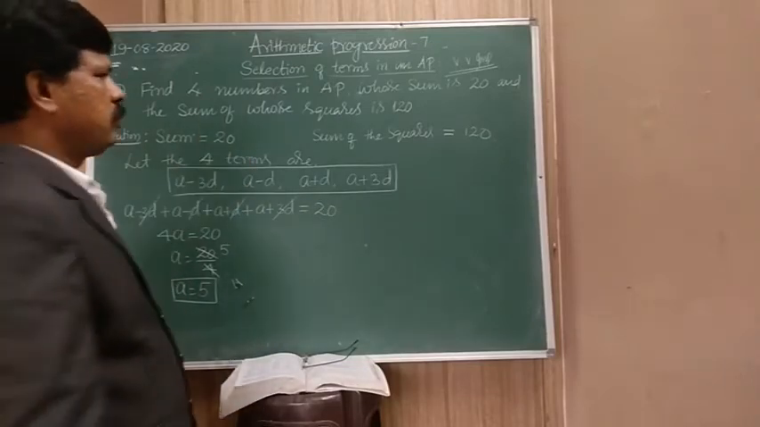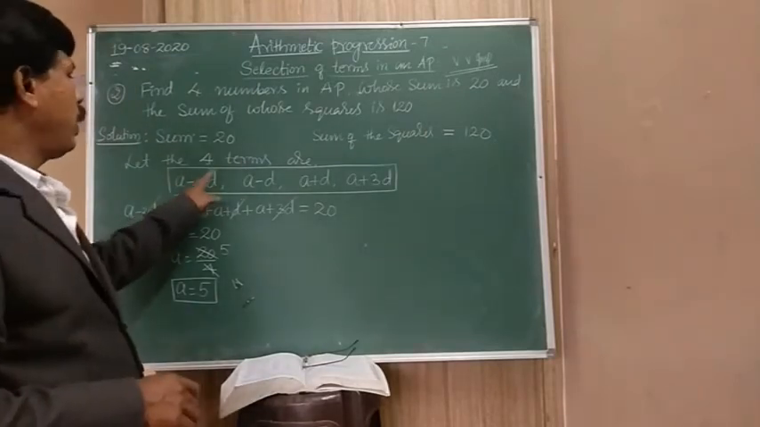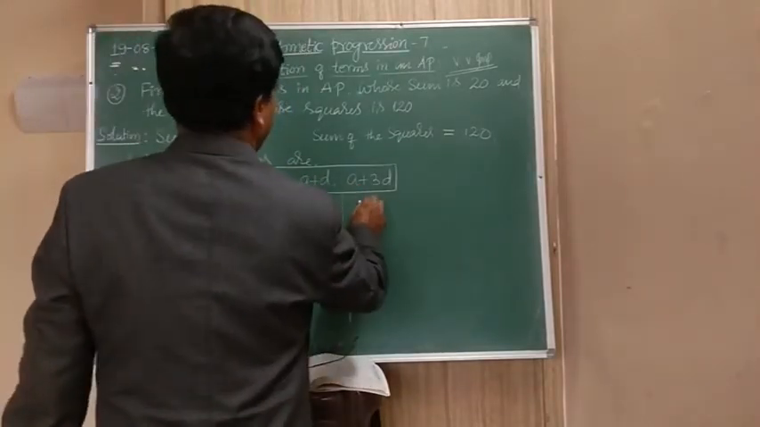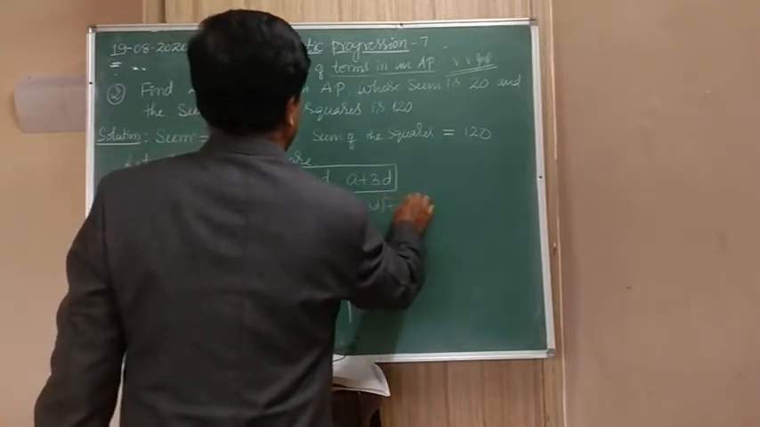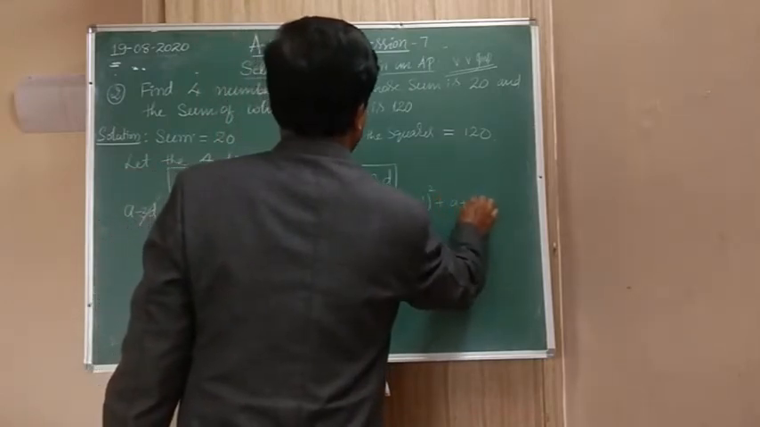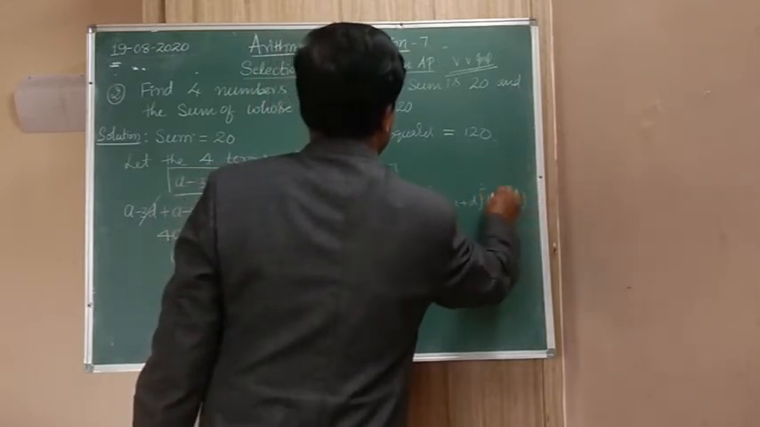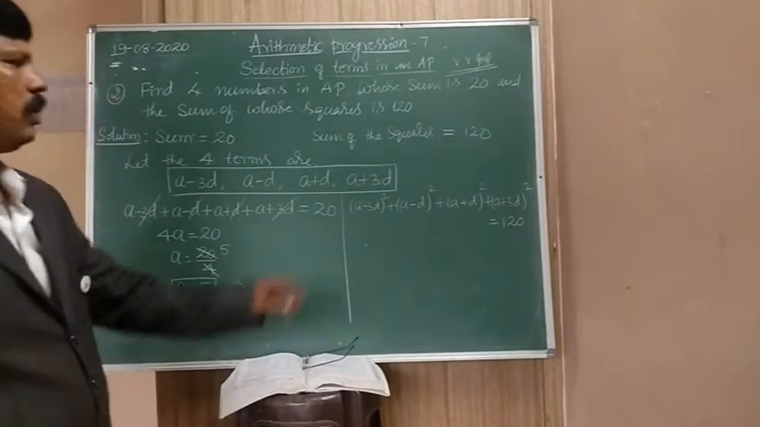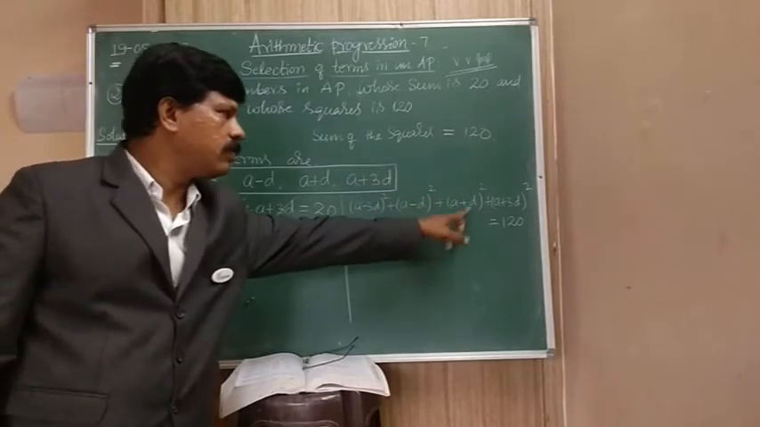Now let us come to this part, the sum of the squares. Sum of the squares means you should square all these terms. Okay, now I am writing this: A minus 3D whole square plus A minus D whole square plus A plus D whole square plus A plus 3D whole square is equal to 120. Look at that, the sum of the squares of the terms: square of the term, square of the term, square of the term, square of the term.